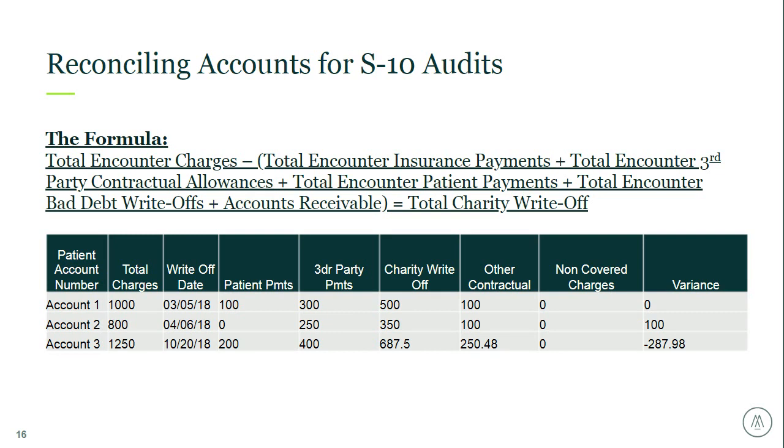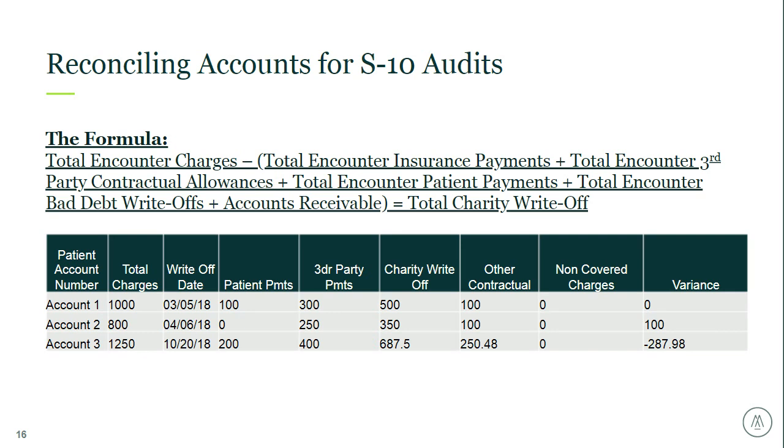So for example, an account was given a self-paid discount for the current fiscal year, but was later deemed to have insurance. The insurance provided a payment, and then the self-paid discount would have been reversed in a future cost reporting period. But during the timeframe of the cost reporting period, the account would have tied out, just written off to charity.